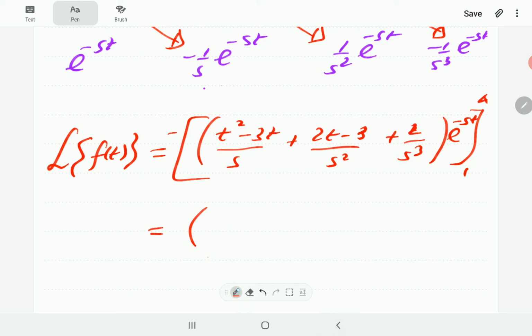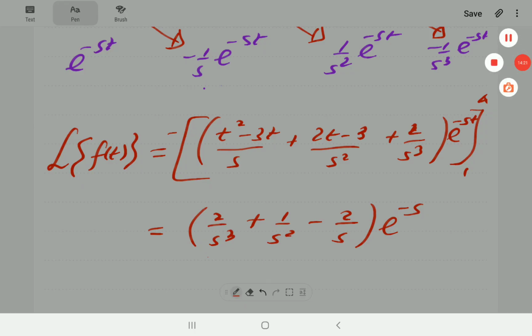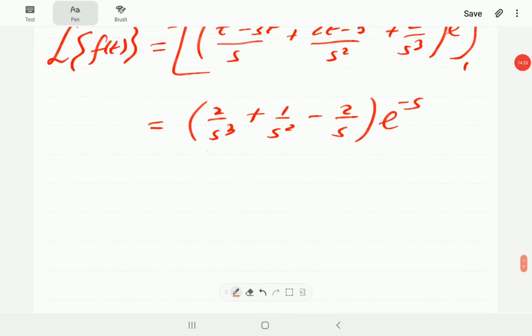So we're going to have 2 over s cubed plus 1 over s squared minus 2 over s e to the minus s. So that is going to be our Laplace transform using direct integration.